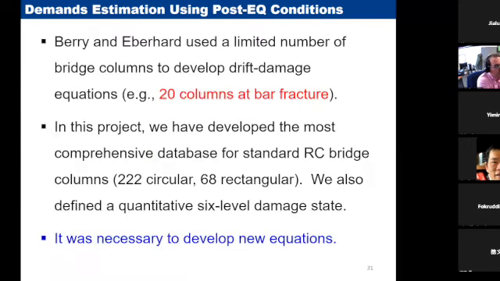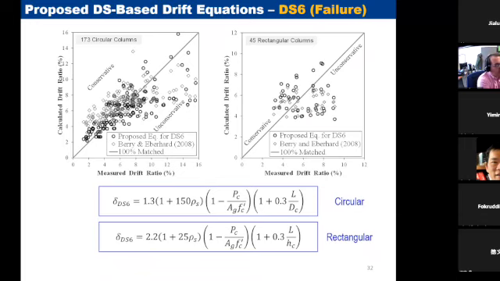We noticed that the equation by Berry and Eberhard for drift was based on a limited number of columns, the ones that they had at that time 20 years ago. So they had 20 columns, for example, at bar fracture. Now we have more than 200 columns for bar fracture. So we can update those equations. So we did that. We followed generally the equation by Berry and Eberhard. We followed the same template, but we use our database to update them. We also made them slightly simpler by removing a few parameters that we thought won't affect the result that much. So this is the simplified and final version of the equation we propose.